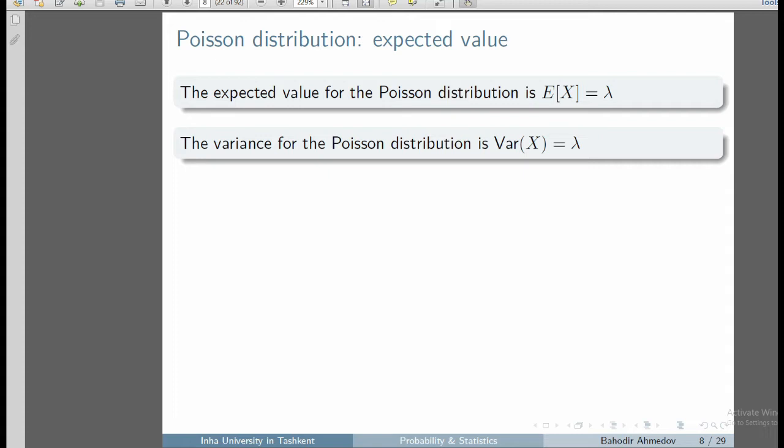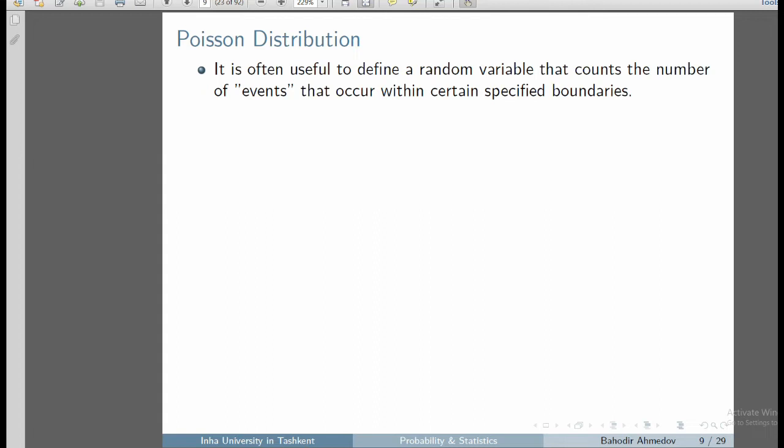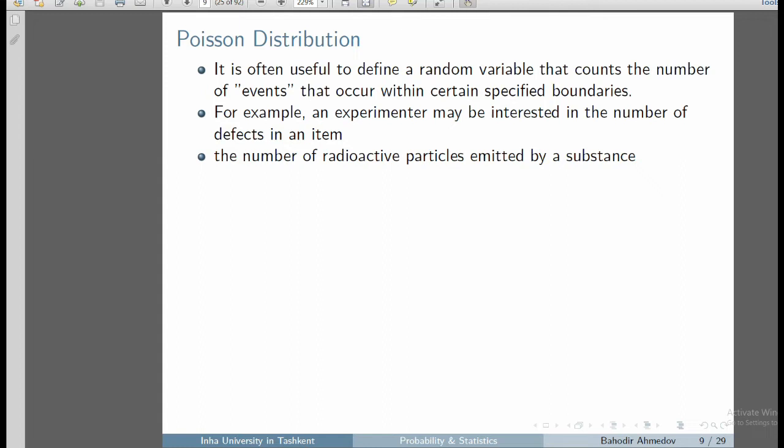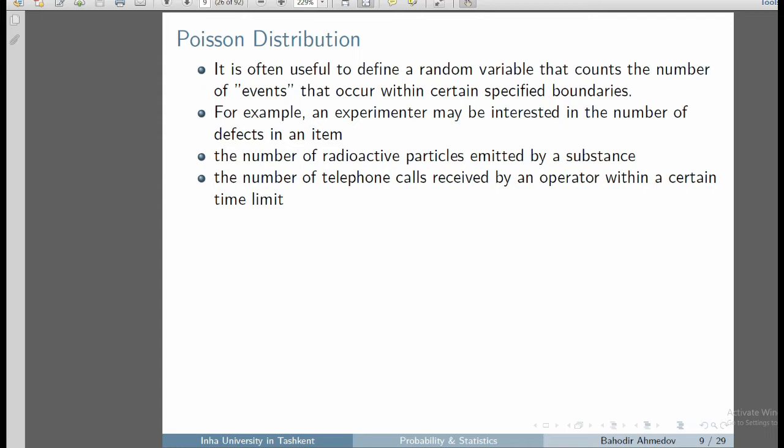So the Poisson distribution has a wide range of applications. It can be used in order to count the number of defective items, or the number of radioactive particles in emission, or the number of telephone calls received by some operator in some days, okay? So it has a lot of applications.